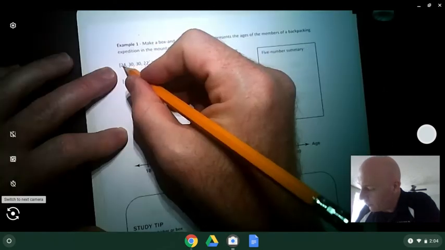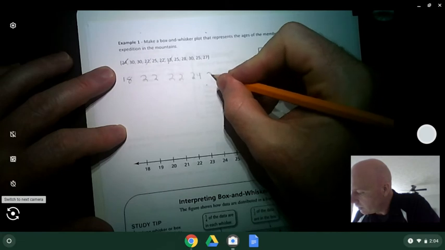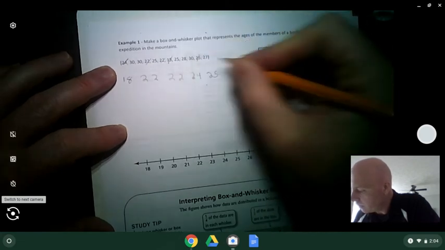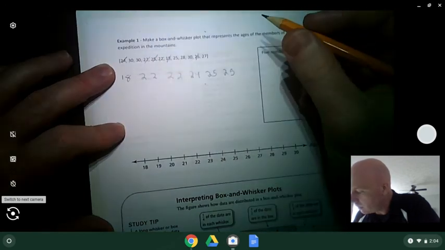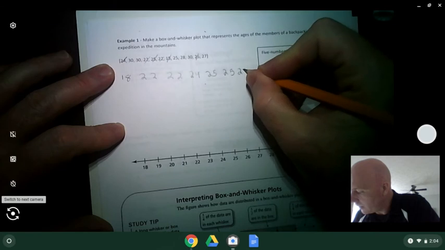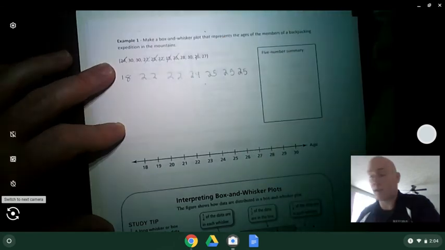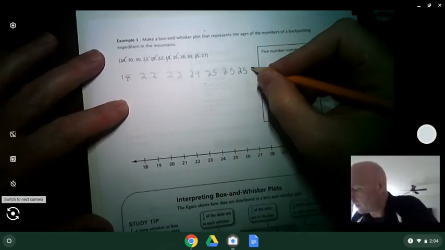And I already know I'm going to run out of room. 25. 25. And there's a third 25 I did not use. That's what I'm talking about being meticulous on this. You notice I almost left one out. Now I'm going to run into my 5-number summary, but that's okay.